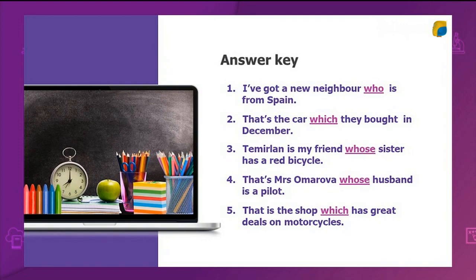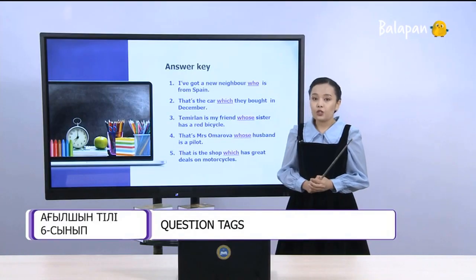Number 3. Timurlan is my friend whose sister has a red bicycle. Number 4. That's Mrs. Omarova whose husband is a pilot. Number 5. That's the shop which has great deals on motorcycles. Nice job, students.